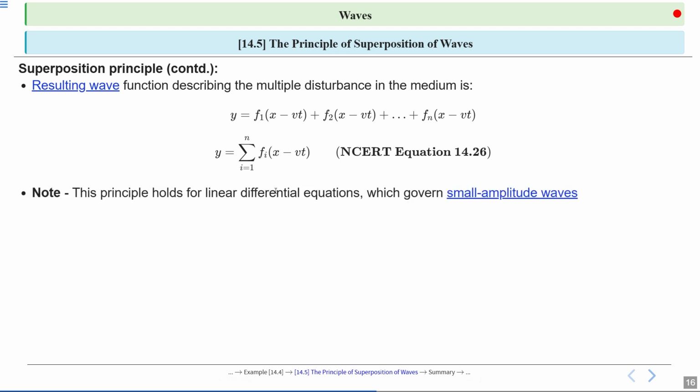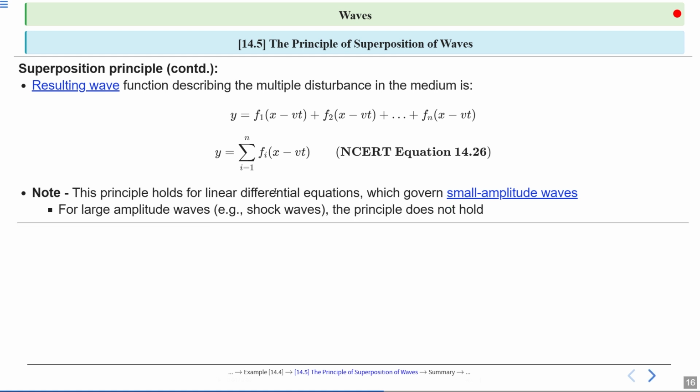It's important to note that the superposition principle only works for linear differential equations, which describe small amplitude waves. That means the waves must be gentle enough that their effects simply add together. For large amplitude waves, that is shock waves, the principle does not hold. In those cases, the waves interact in more complicated ways and we can't just add their effects.